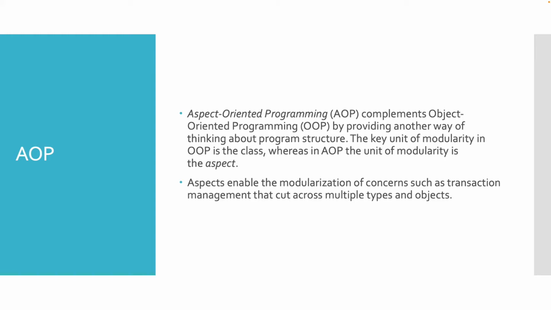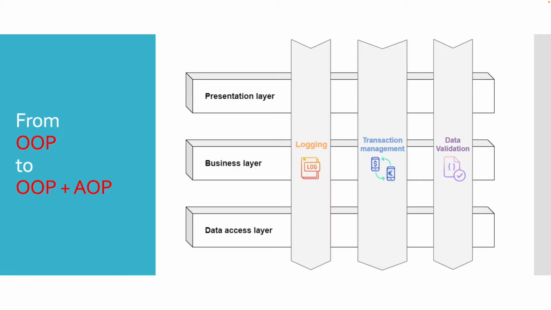Aspects enable the modularization of concerns. For example, we may only consider logging for each request and response. We may also have transaction management. All those specific areas require aspects. After introducing AOP, the system architecture changed from OOP only to OOP plus AOP.